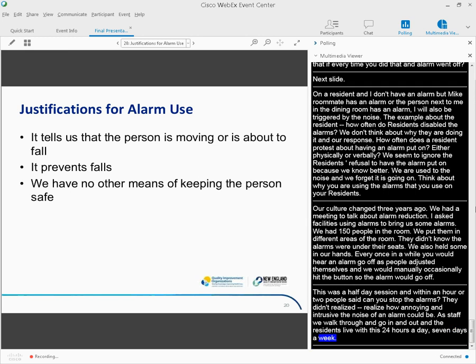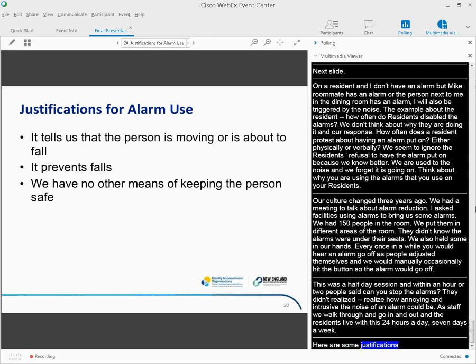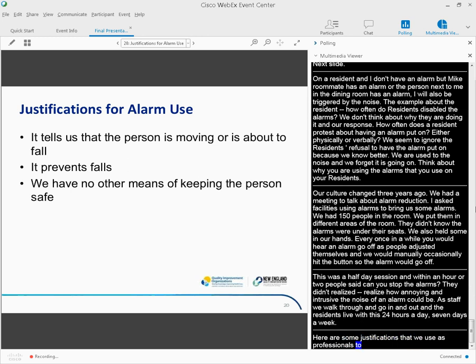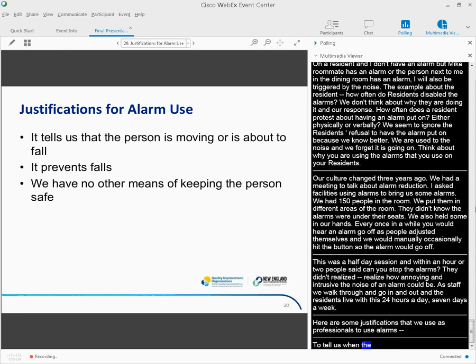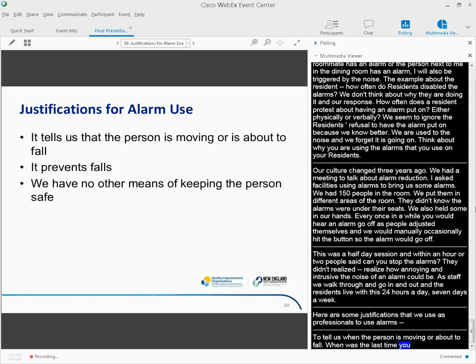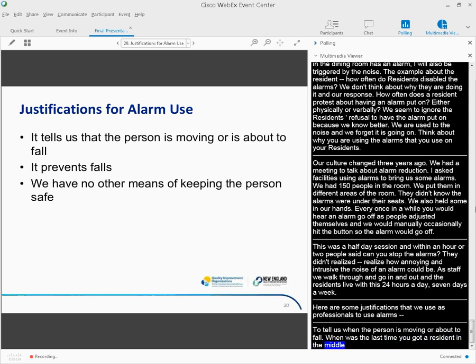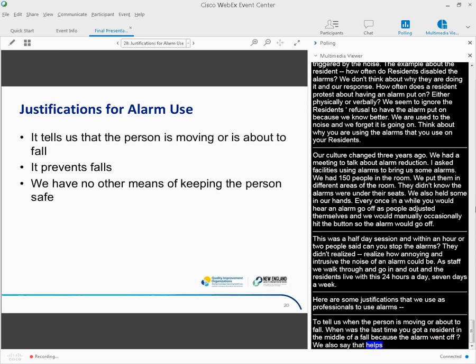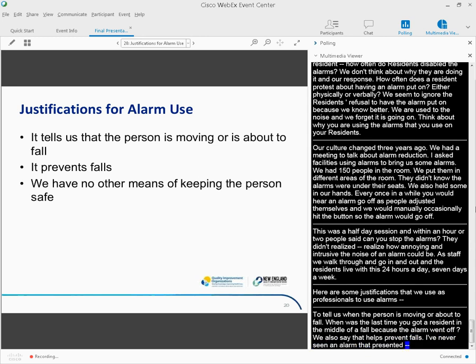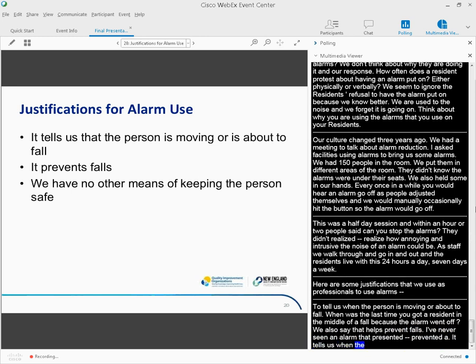Here are some of the justifications that we as professionals use for using alarms. They will tell us when the person is moving or when they're about to fall. When was the last time you were able to catch your resident mid-fall because the alarm went off? We also say that it helps to prevent falls. I've never seen an alarm that prevents falls. It tells us when our resident is just about hitting the floor. And we say we have no other means of keeping our residents safe.